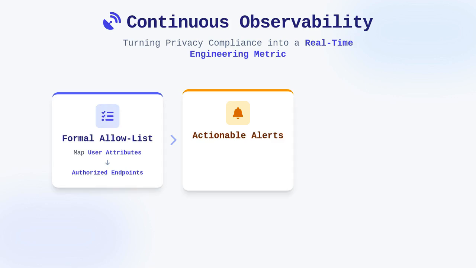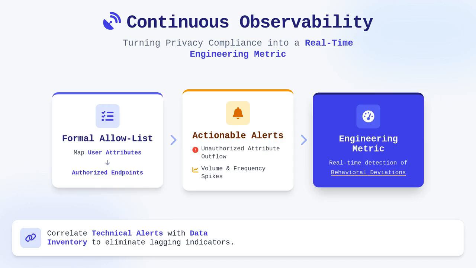Any outbound API call that attempts to transmit an attribute outside of this list should trigger an immediate notification for your security engineering team. Furthermore, monitor for changes in the volume and frequency of data being sent, as a sudden spike in outgoing traffic may indicate that a vendor has quietly modified their collection practices. By correlating these technical alerts with your data inventory, you turn privacy compliance into a measurable, real-time engineering metric rather than a lagging indicator.